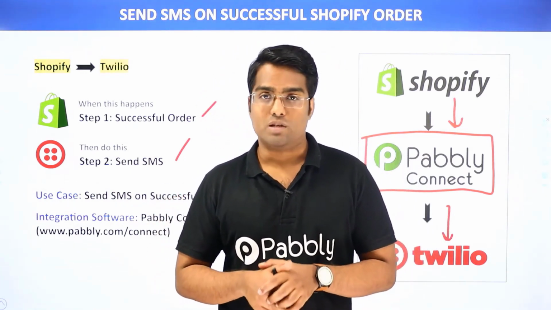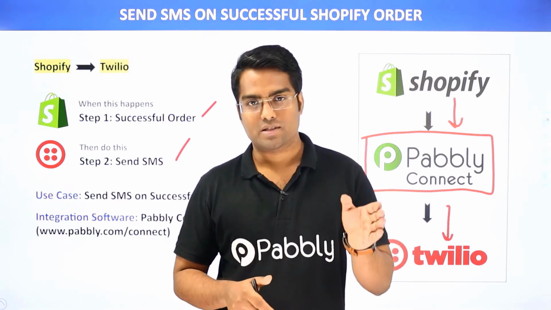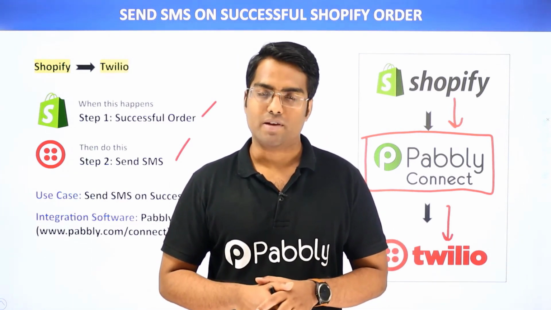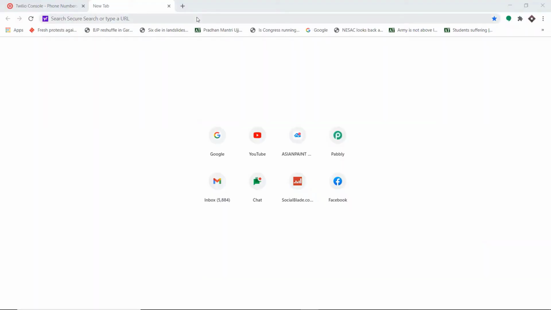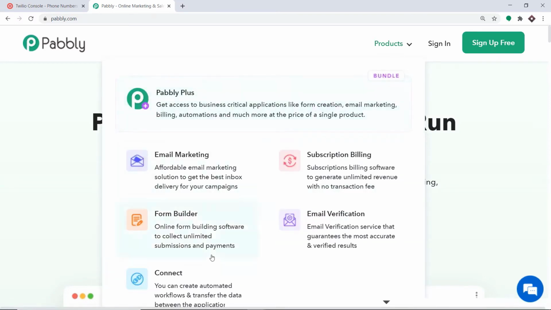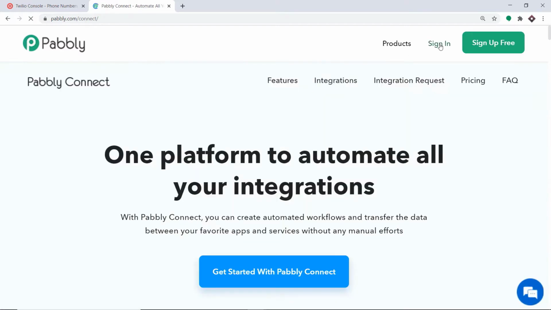And the best part of using Pabbly Connect is, there is no need for coding skills or programming language. It can be done easily. Let me show you on my screen. Okay, so to begin the process, first type pabbly.com in your browser. Pabbly.com, press enter. Okay, so this is the website of pabbly.com. Here hover on products and at the bottom you will find the option called as connect. Click on connect and then just click on sign in.